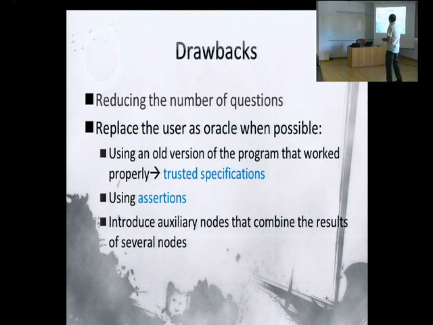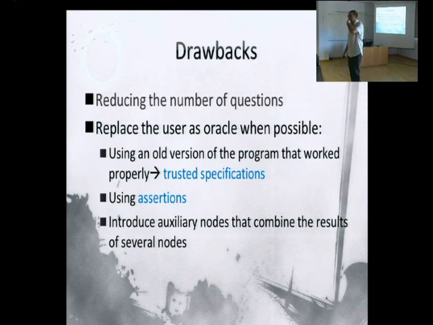So, other ways, apart from using these strategies, to reduce the number of questions: the idea is to have an oracle represent the user. You can use trusted specifications. We can talk about this a little bit later. Or use assertions. Many people have systems that include assertions saying, okay, this was wrong, this was okay. And maybe the debugger can use these assertions to determine if a node is valid or non-valid without asking. The idea of trusted specifications is that you have another program which you trust.